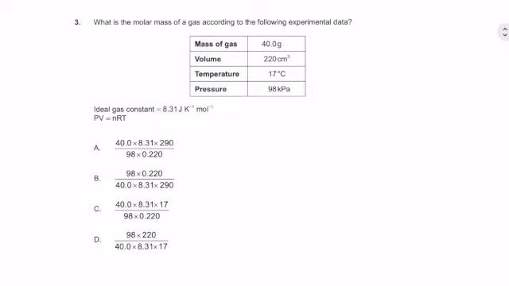The equation is given here as PV equals nRT, which is pressure times volume equals moles times the gas constant, which is given above as well, and the temperature.